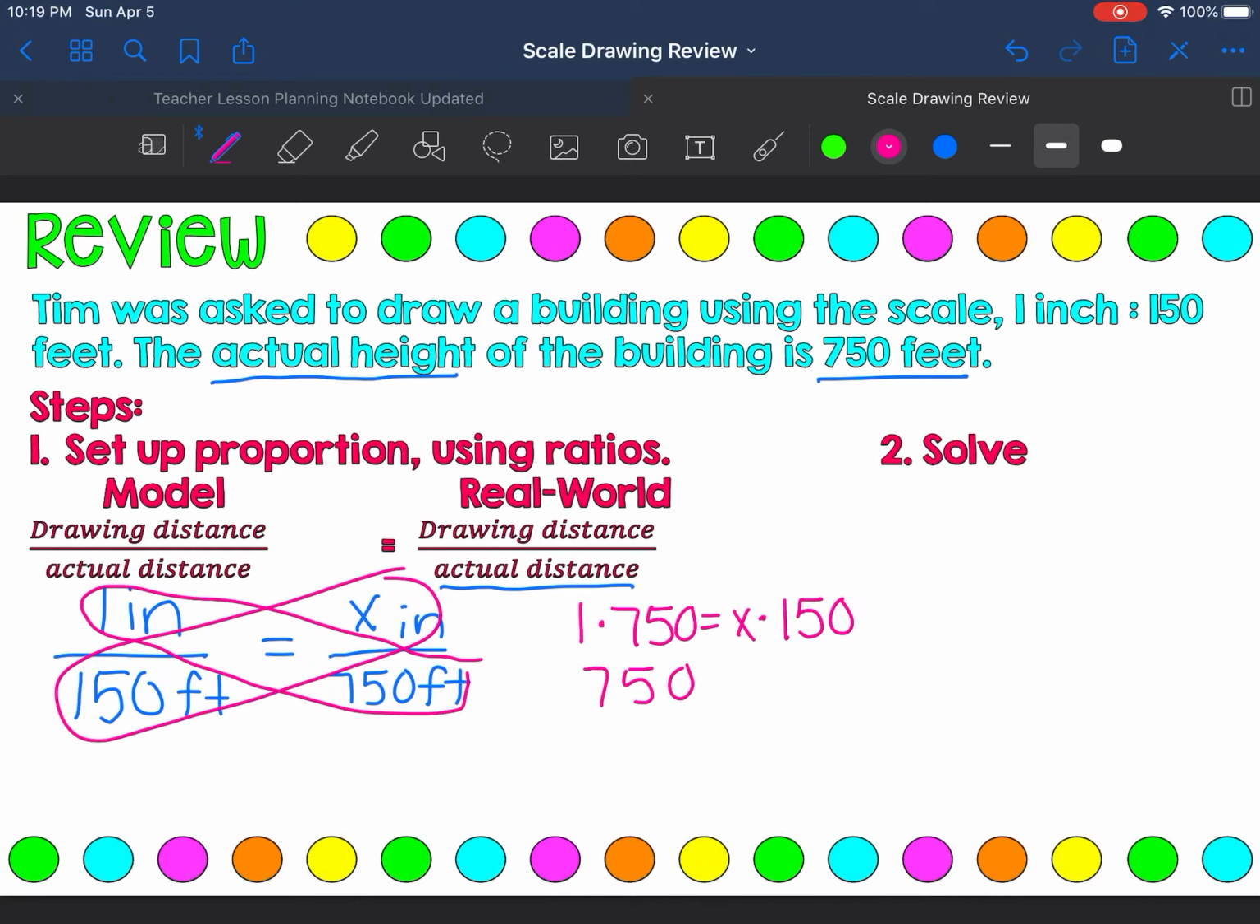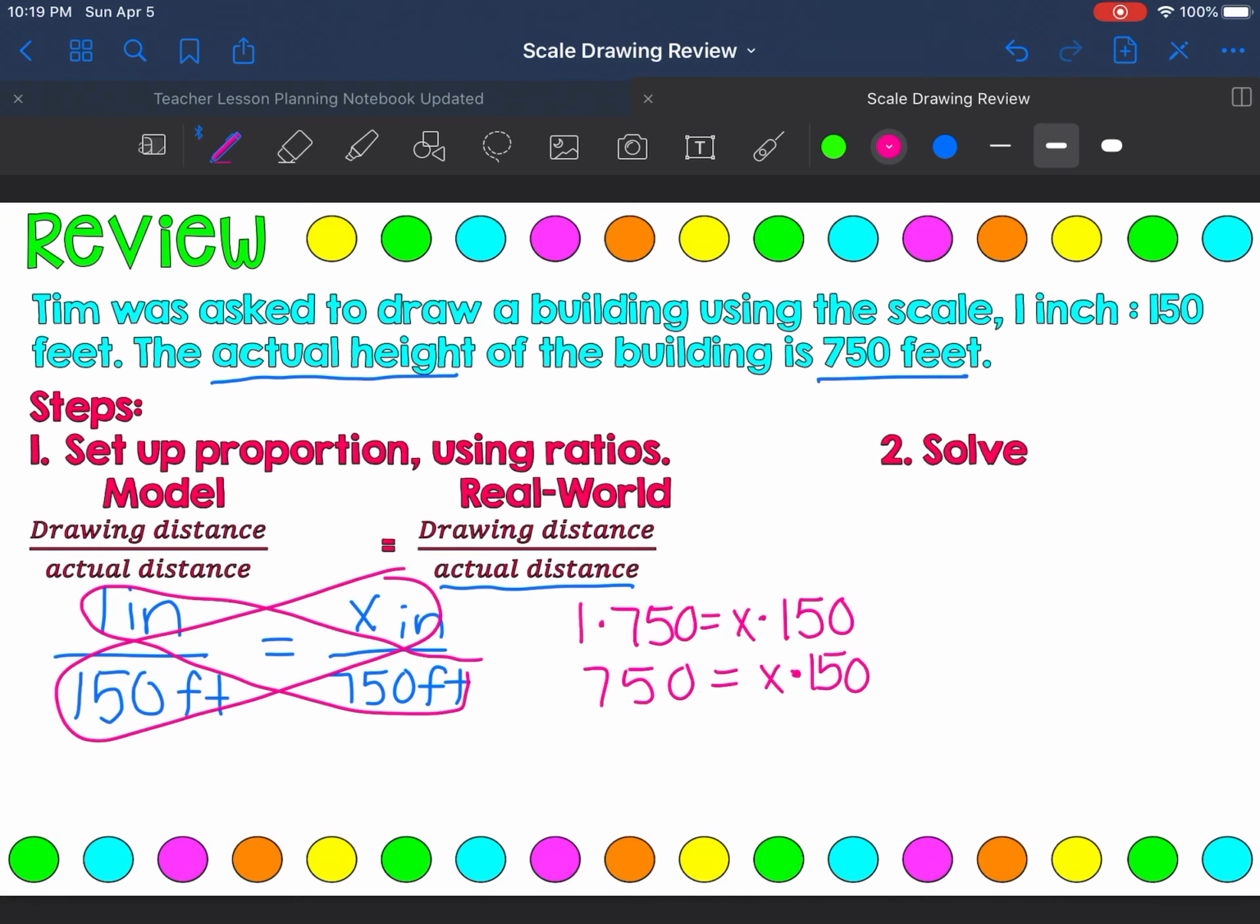So 1 times 750 is 750. And I'm just going to leave my x times 150. Now, I have this problem. I need it to be x equals an answer. However, right now it's x times 150 equals 750. That's not what I need. I need x all by itself.